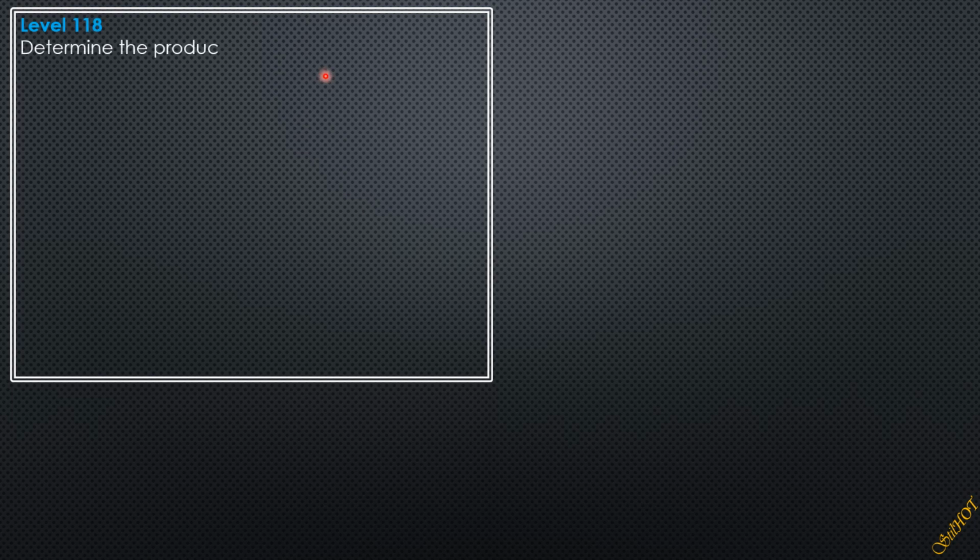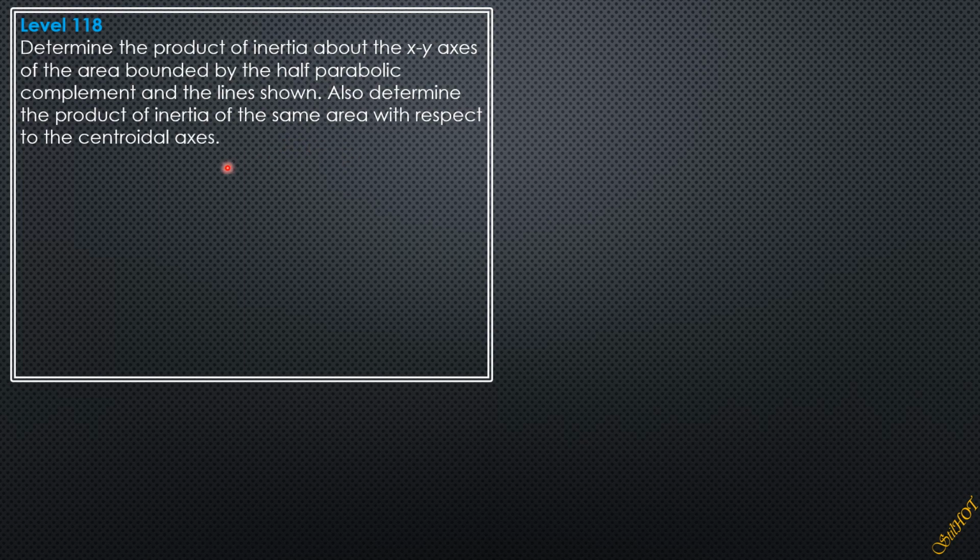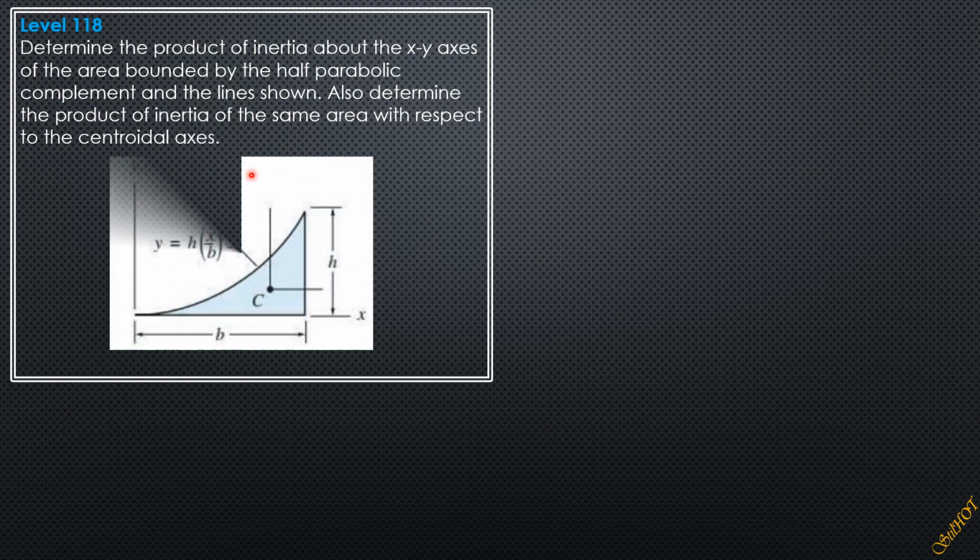Problem 118: determine the product of inertia about the xy axis of the area bounded by the half parabolic complement and the lines shown. Also determine the product of inertia of the same area with respect to the centroidal axis. So here is the given figure, and for our solution, let's consider a vertical strip. Then the thickness of the strip is dx, and the height is y as shown.